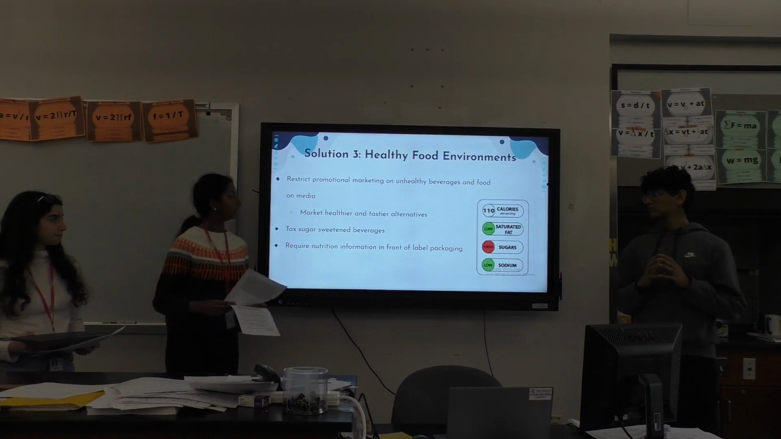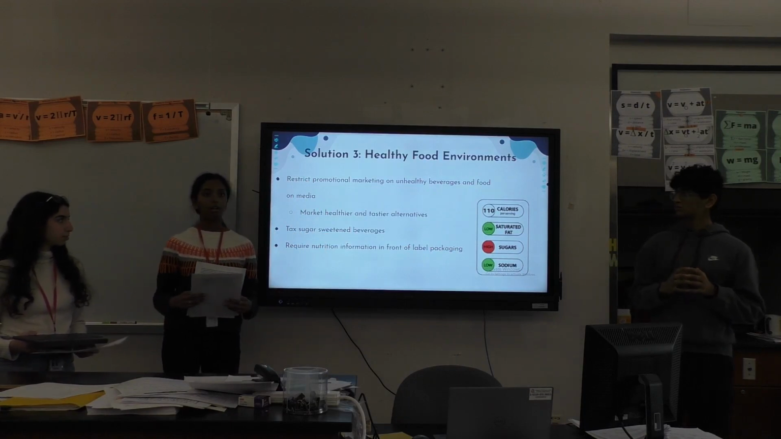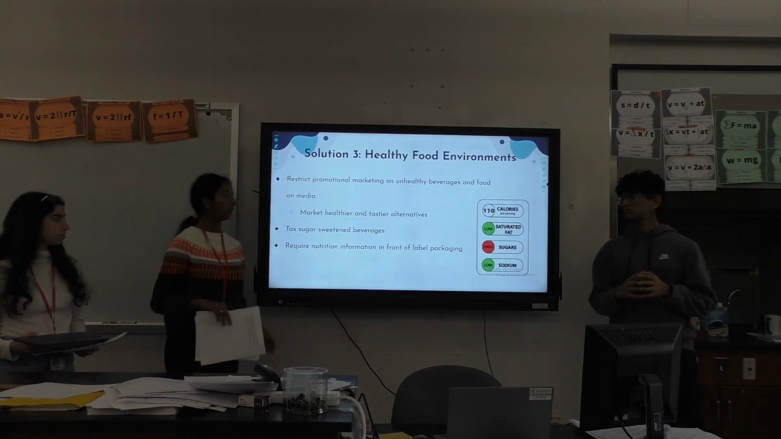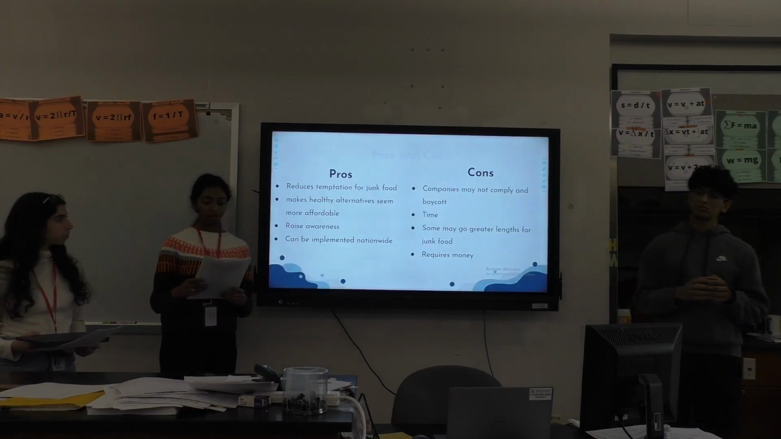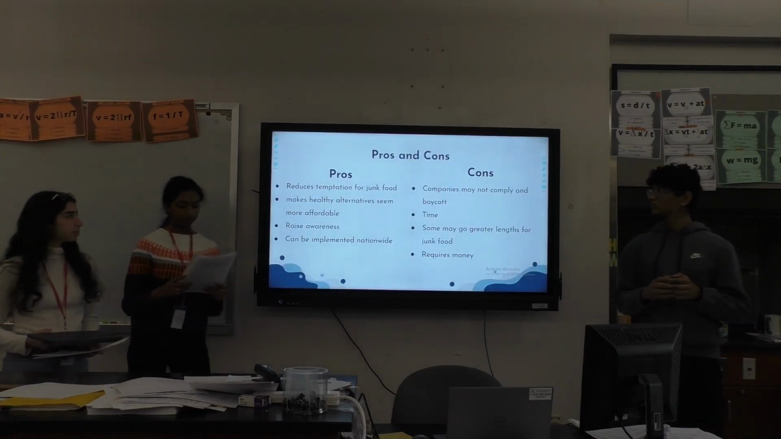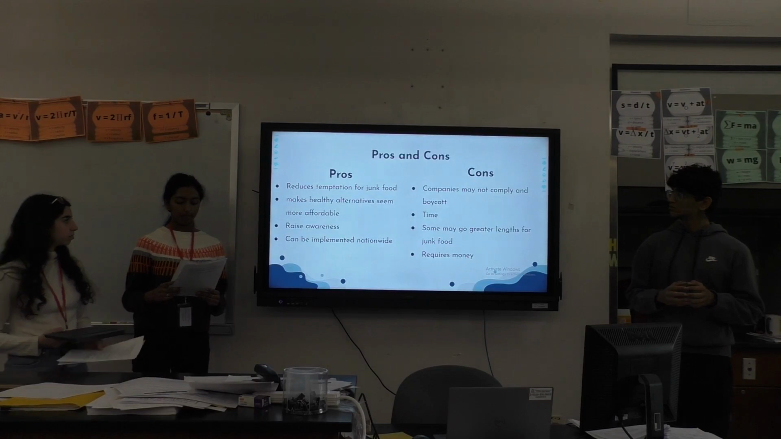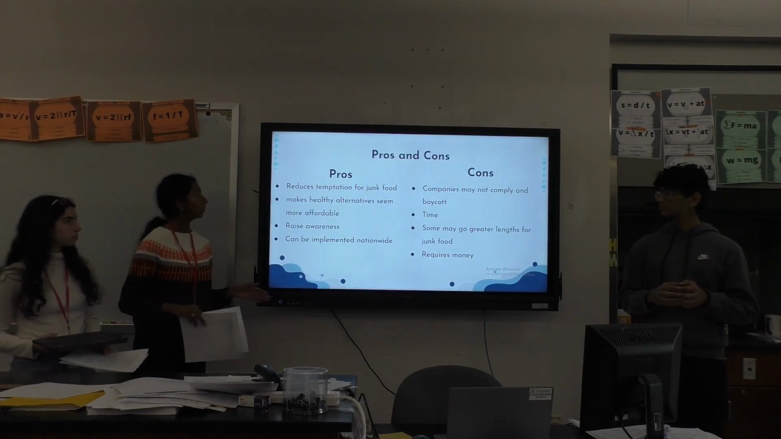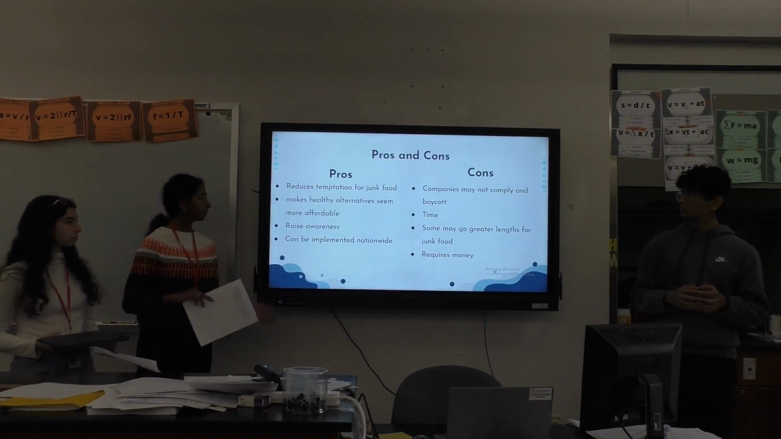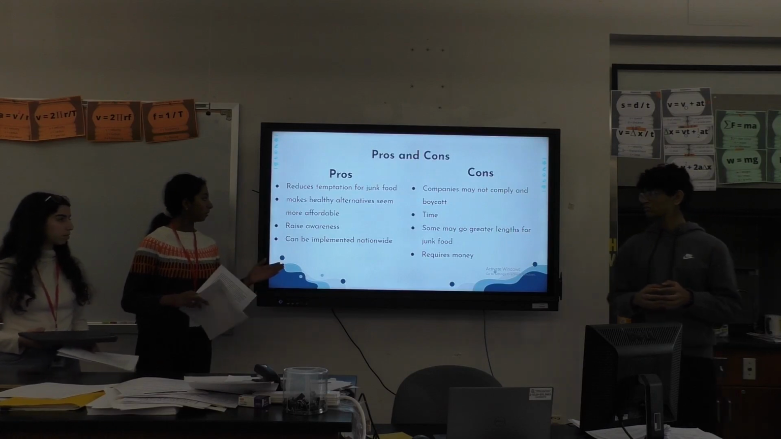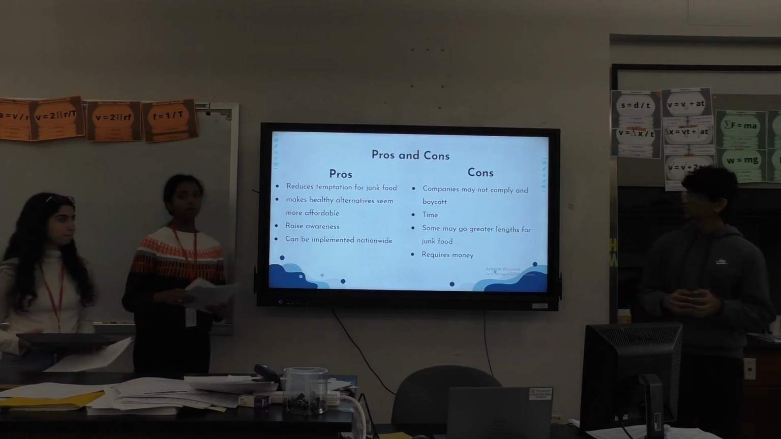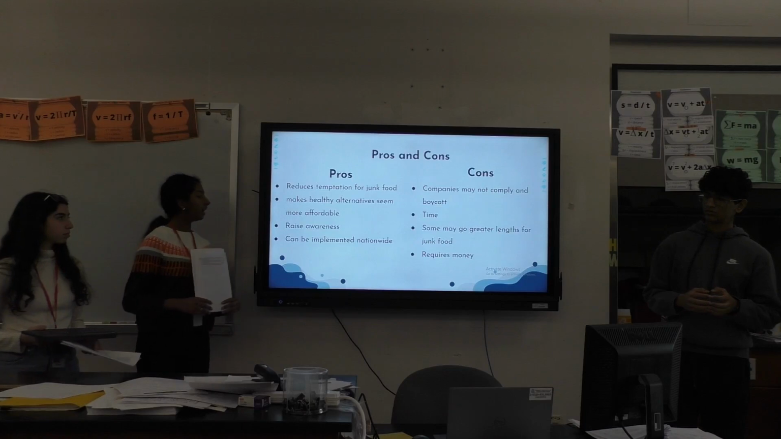And it can be color-coded, so the consumer knows what they're buying. And the pros are that it raises price. The pros are that it reduces temptation for junk food, as children are less exposed to it. And it can also be implemented nationwide, and it raises awareness about the toxic chemicals that are used in food.